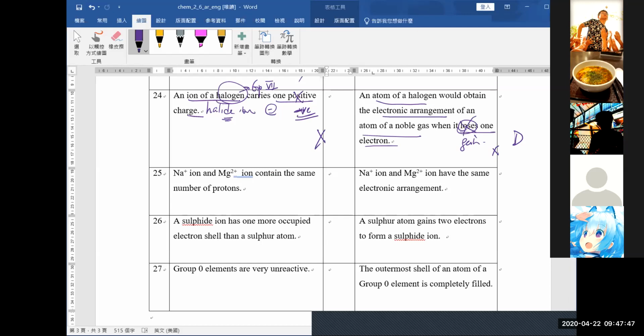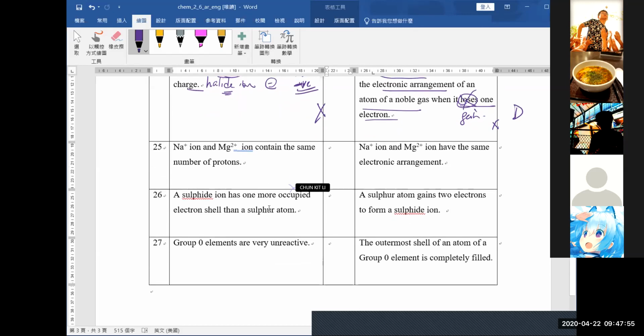You just have an answer. Most of you have answer, right? The last 3 questions. If you answer them well, that marks the great end of today's lesson. Question 25, 26, and 27. Sodium and magnesium ion contain the same number of protons. It's wrong. We have got 11 protons for sodium ion and 12 protons for magnesium.